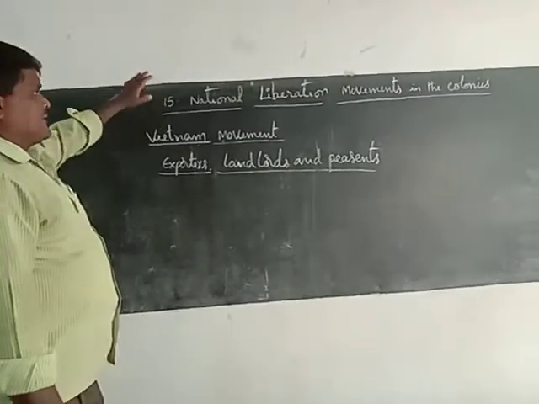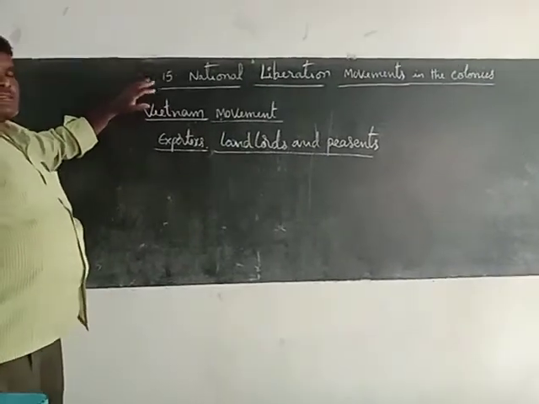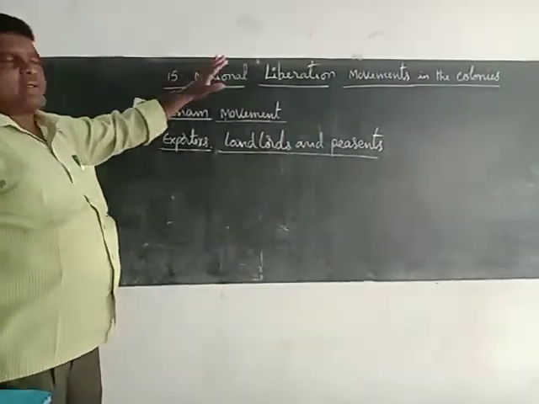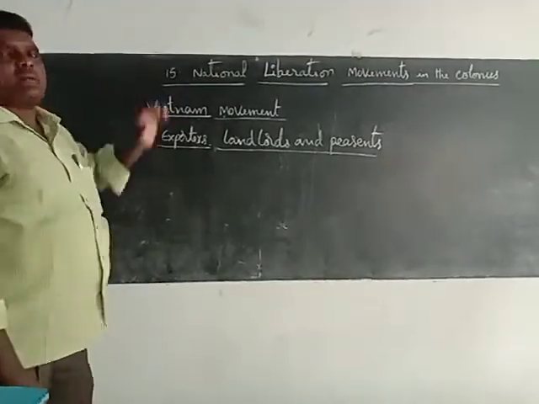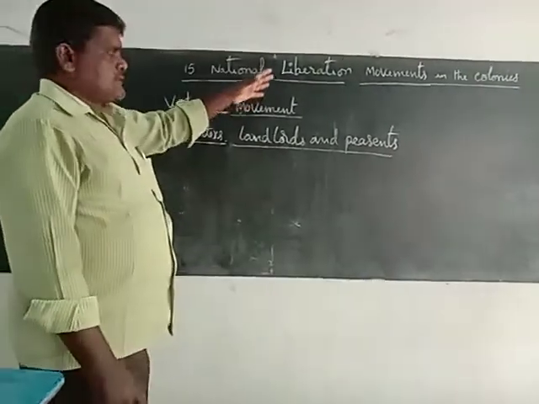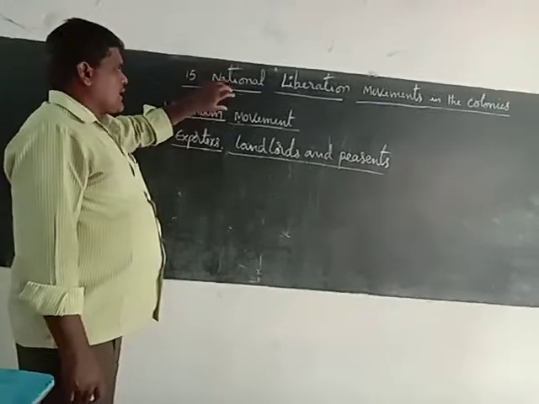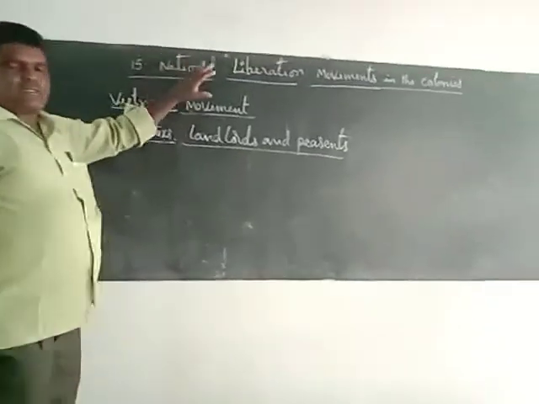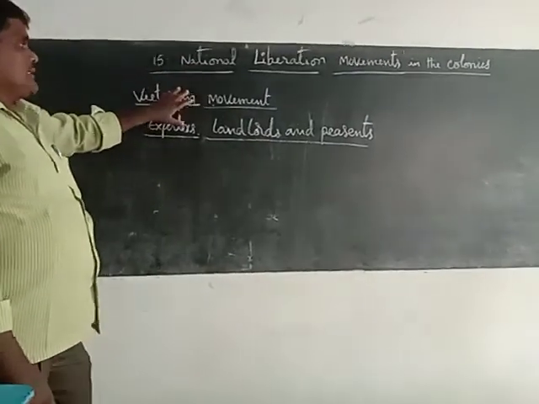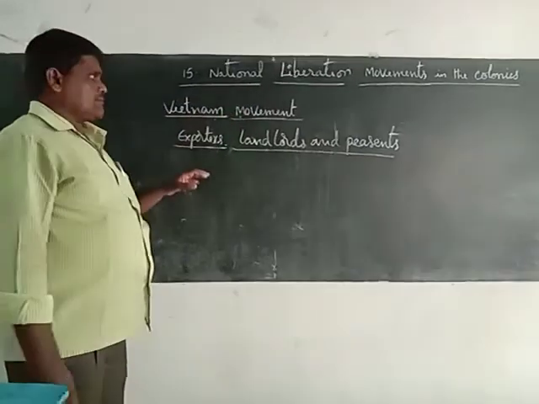We discuss national liberation movements in the colonies. Last class, we completed the chapter on the China liberation movements. Today, the Vietnam liberation movement. Vietnam is a small country in East Asia. Vietnam was also a colony of the French rulers, France. The Vietnamese people rebelled against the French rulers.